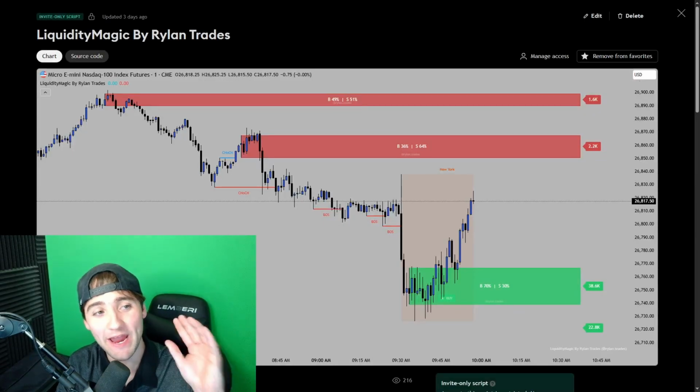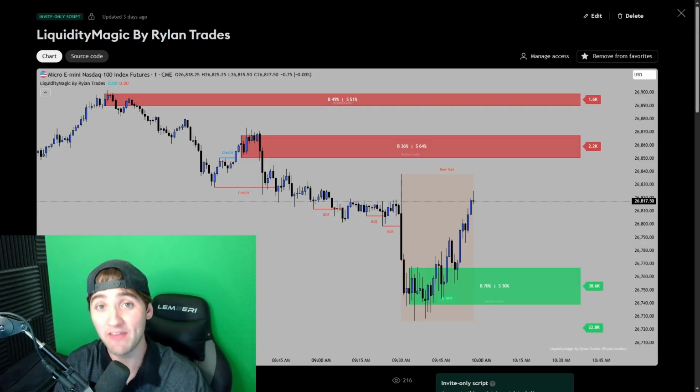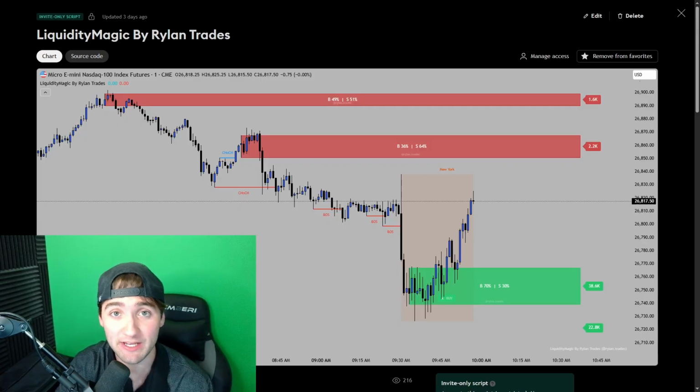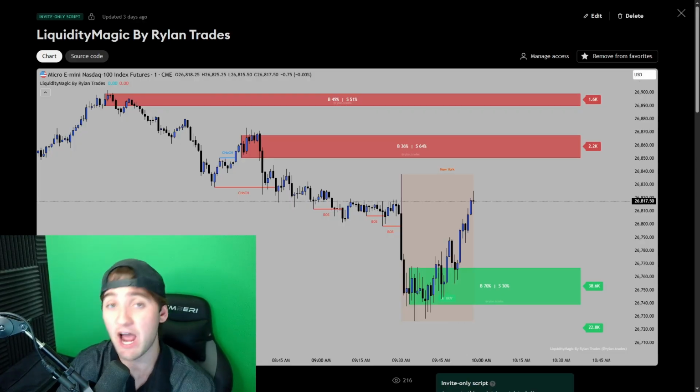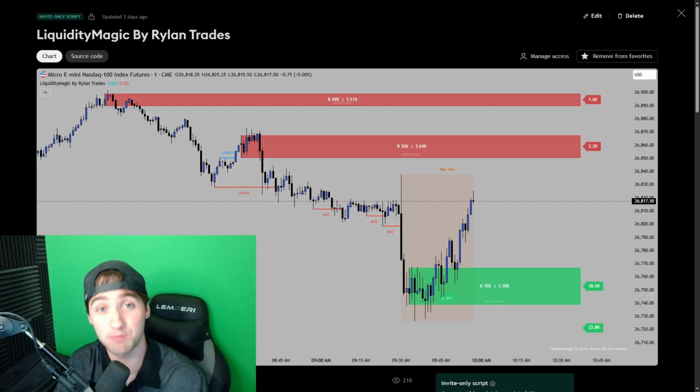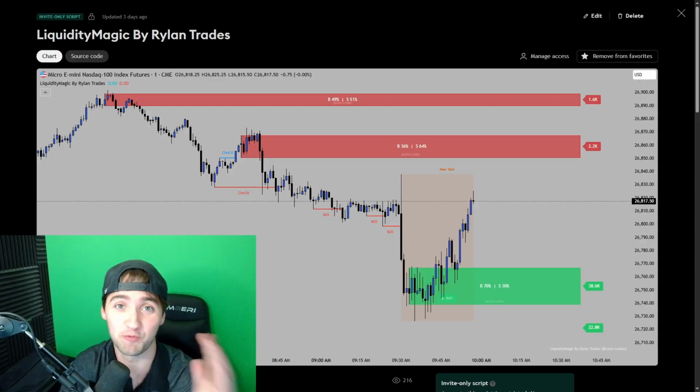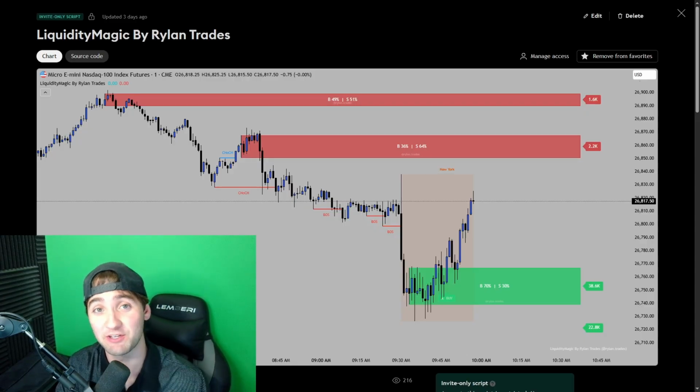I'm going to go ahead and show you everything about the liquidity magic indicator. This indicator will literally change your trading game, so go ahead and stick around. I'm going to show you exactly what this indicator does, how to use it, where your stops and take profits should go, everything like that. So let's run down this indicator and everything you need to know.